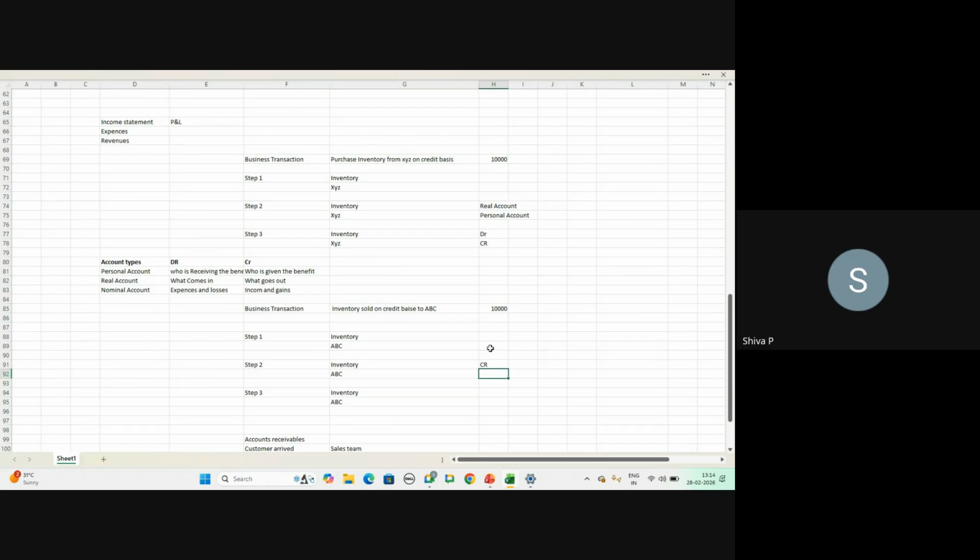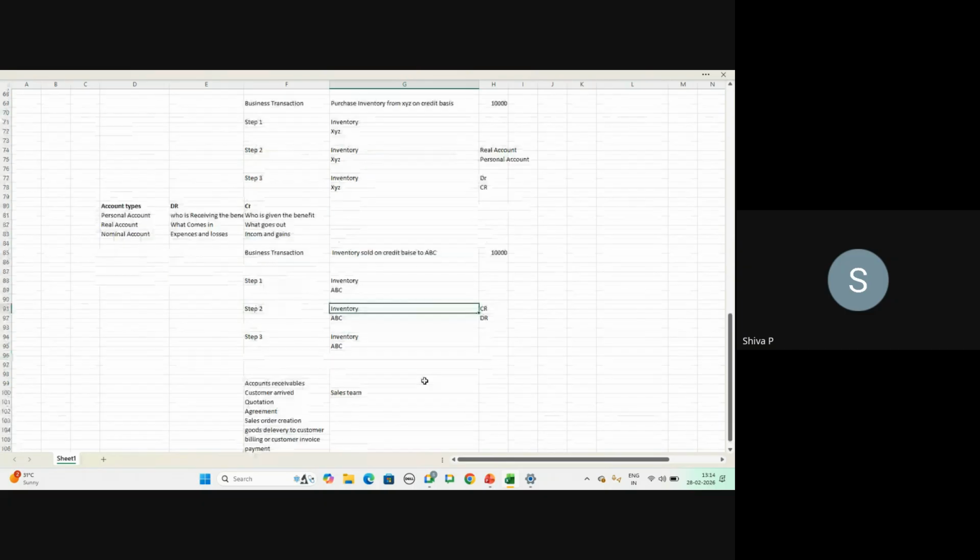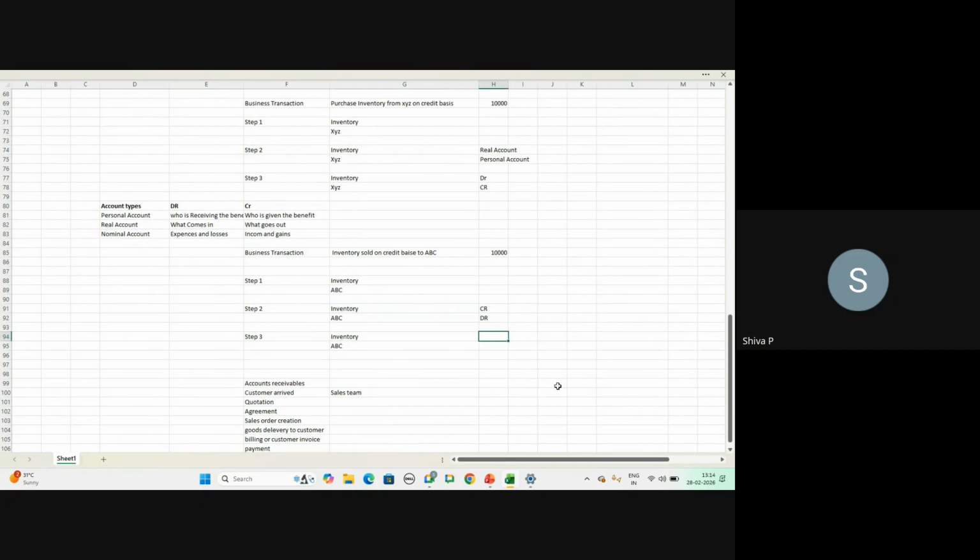Who has got the benefit here? Who is the receiver? That is ABC. It is the debit. Okay, now you can apply. As per inventory, it's a real account. ABC is a personal account. Inventory is credited, ABC is debited because he is the receiver. So in this way, we have sold the goods to ABC, here 10,000. This is the entry, right?